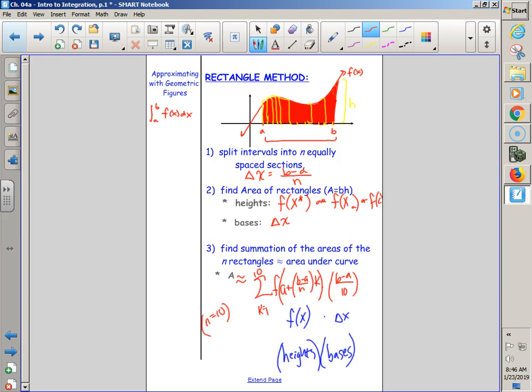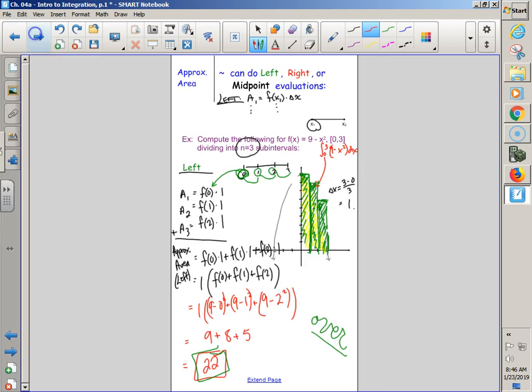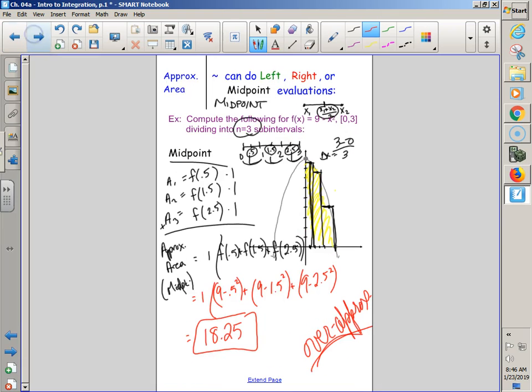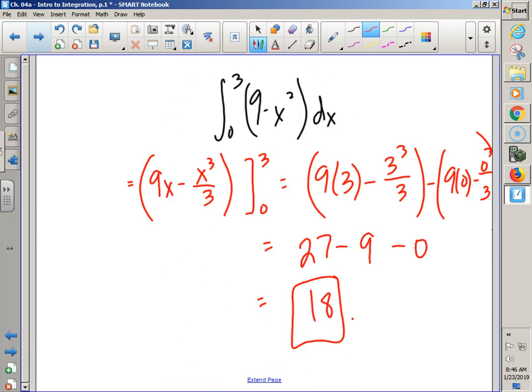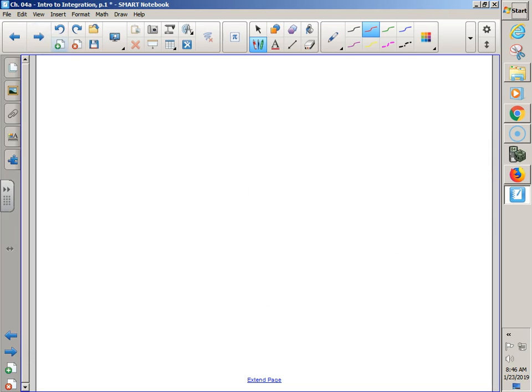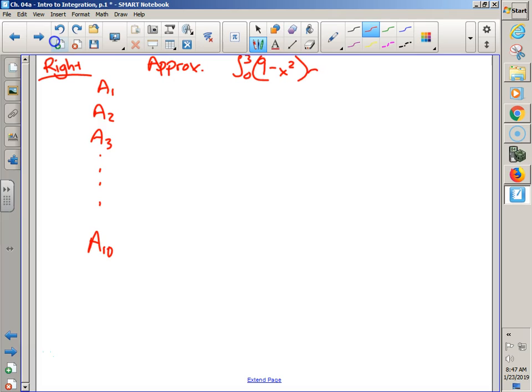But this one was going by tens. Hey, wait a minute. What if this was going by tens? What if I was to have to do A1, A2, A3, all the way up to A10, and let's say we were doing from the right, and we were trying to approximate the same exact guy, which is the integral from 0 to 3 of 9 minus x squared dx.